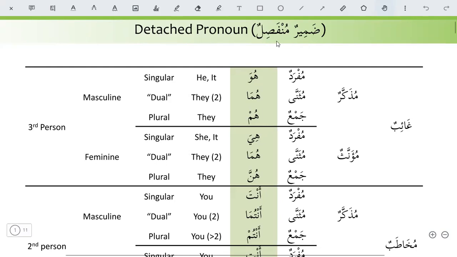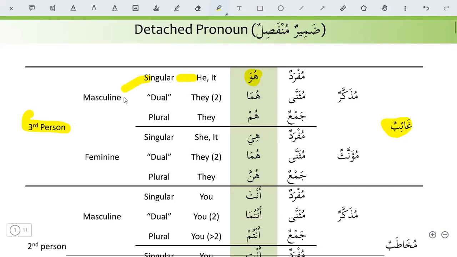ضمير منفصل. For the third person, in Arabic, we use ghaib. Third person, masculine singular, he or it. We use huwa. For he and it, we use huwa.